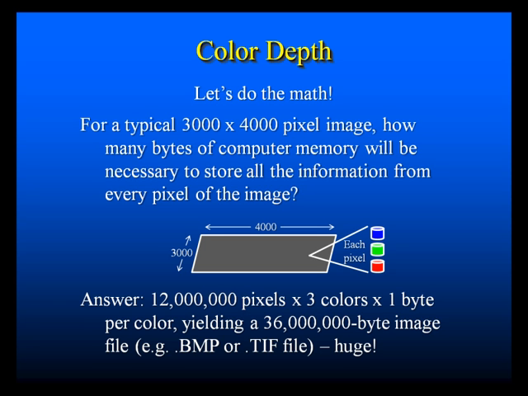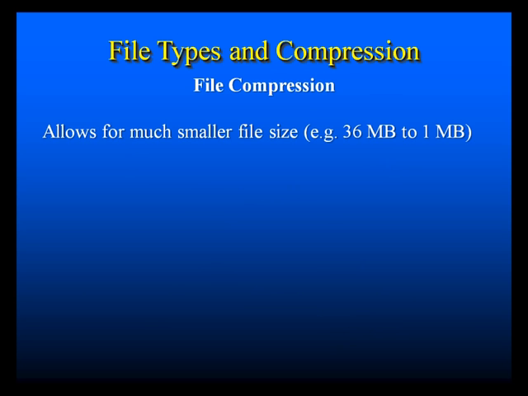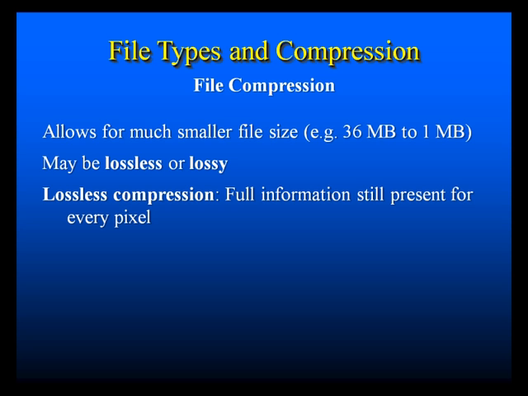And that would be a typical, what's called a BMP, bitmap, or a TIF, tagged image format file. But they're huge. They're giant files and difficult to work with. Thus, we have a need for compression. So let's speak next about file types and compression. What is file compression? Well, it's a way to take that big 36 million byte image down to a much smaller size. Now you can compress in two different ways. One is called lossless and the other is called lossy. Lossless compression maintains full information for every pixel.